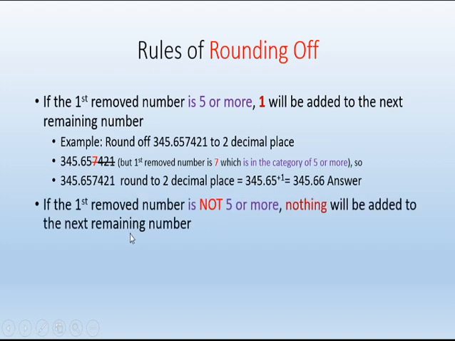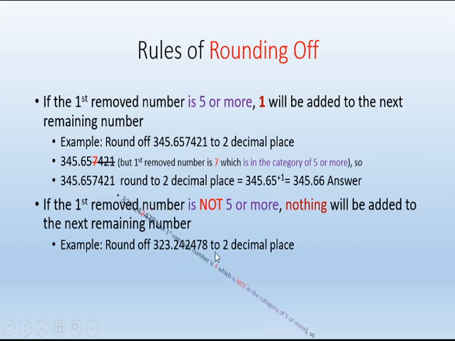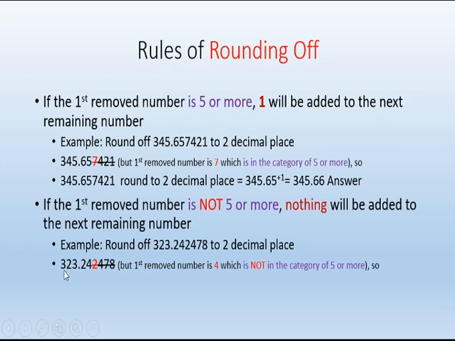Another example, if the first removed number is not 5 or more, nothing will be added to the next remaining number. For example, round off 323.242478 to 2 decimal places. Again the same pattern will be followed here. We will be keeping the 2 numbers and the rest of the numbers will be deleted, but the first removed number is 2, which is not in the category of 5 or more. So that's why our answer will be the same, 323.24. So this is the rounding off value.